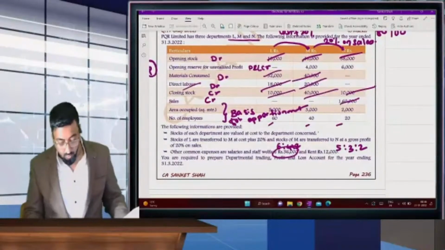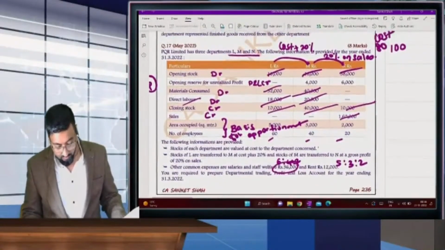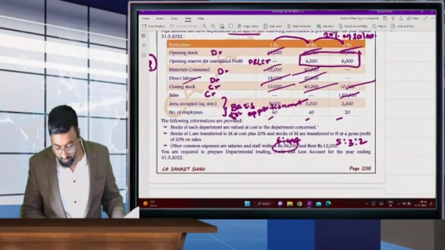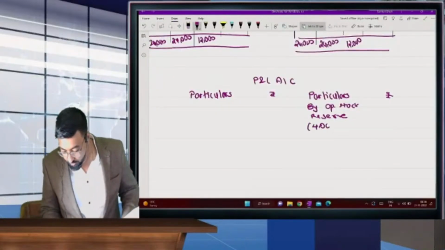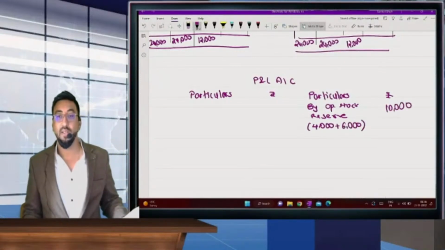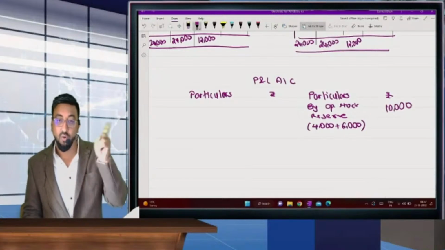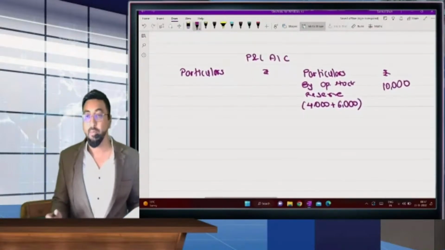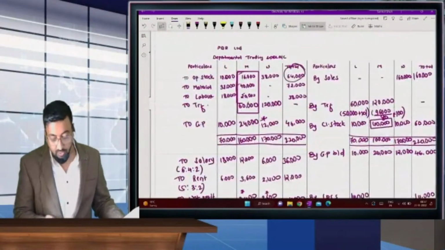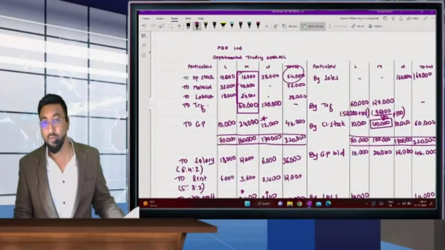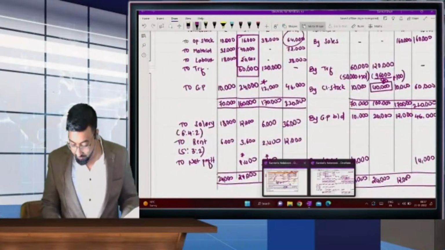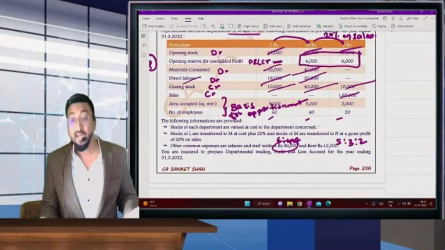Now a very important concept. Opening stock reserve is given in the question, 4,000 plus 6,000. In P&L it goes on the opposite side. Remember, opening stock has a debit balance, but the reserve is on the credit side. The logic is very simple. Opening stock is recorded at 64,000, but in this you have unrealized profit, and unrealized profit is always in the receiver's department. So you can see here in the question, opening stock of L. L is a sender department.